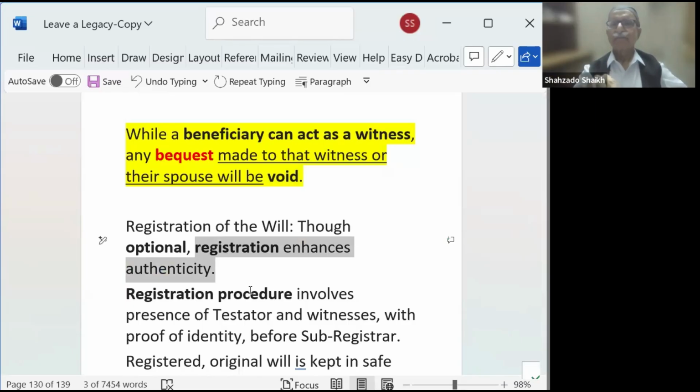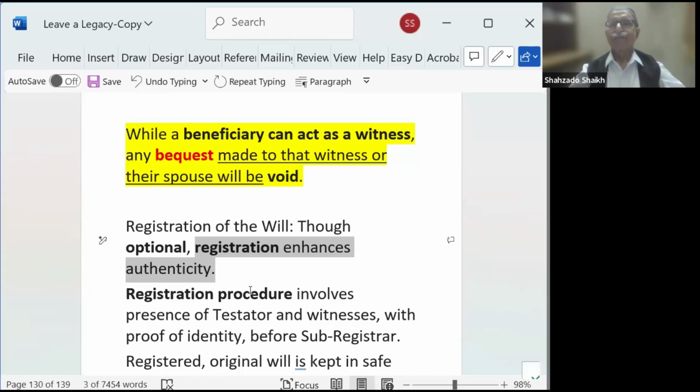Why do we register? We register because it has been provided in the law. It has been written, and then it has been said it is optional. Yes, it is optional. But anything which has been provided in the law is legal. It is a legal requirement. So it is better, and if it is better, then one must take the benefit of it.